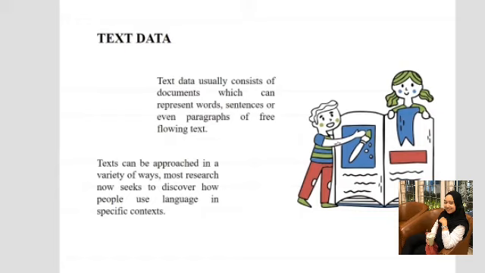Now, text data. We should note that a major source of data for writing research is writing itself, the use of text as an object of study. So, text can be approached in a variety of ways. Most research now seeks to discover how people use language in specific contexts. So, text data usually consists of documents which can represent words, sentences, or even paragraphs of free-flowing text.